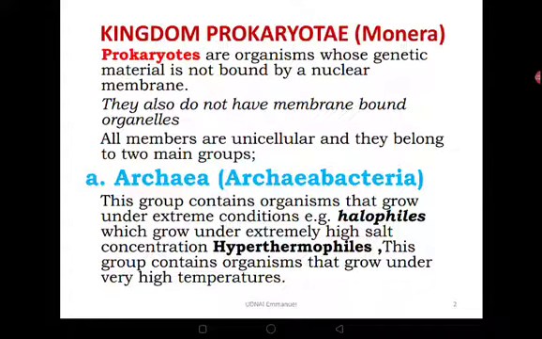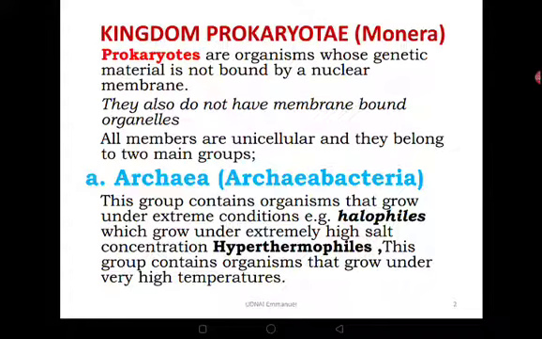So kingdom Prokaryote or kingdom Monera is divided into 2 major groups. The first group is Archaea, or sometimes called Archaebacteria. This group contains organisms that grow under extreme conditions. There are those called the halophiles, which grow under extreme salty environments. Then there are the hyperthermophiles, which grow under extreme temperature conditions, either in extreme cold, in Antarctica, in the ice caps, or in extreme heat, for example in molten magma when mountains are erupting. These organisms have the capacity to withstand those extreme conditions.